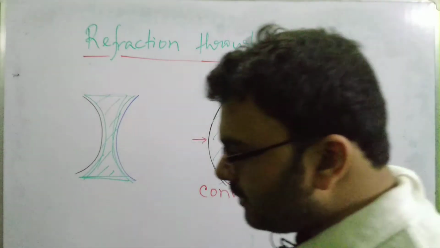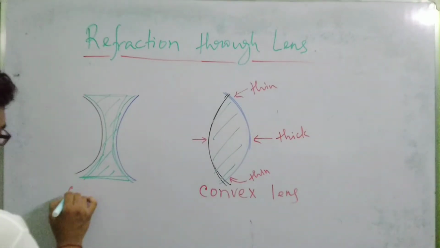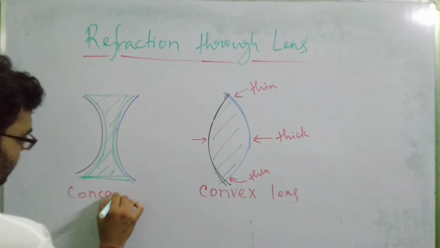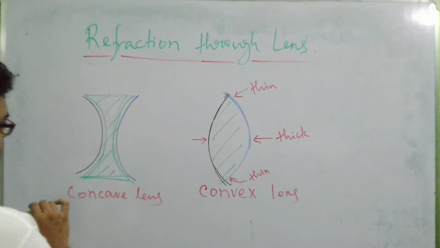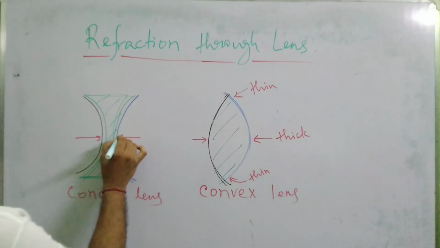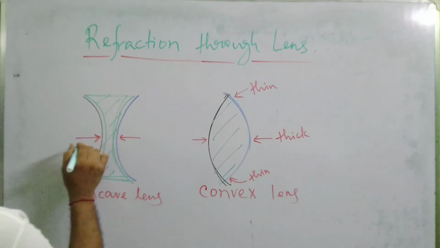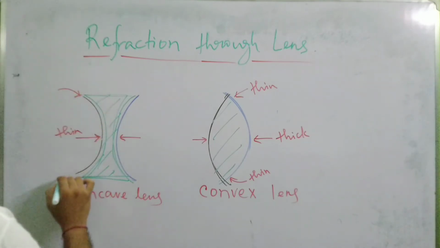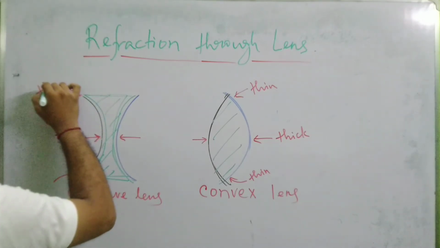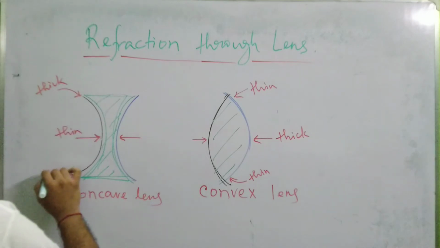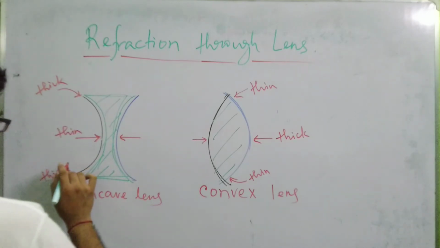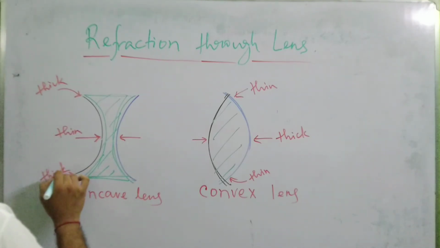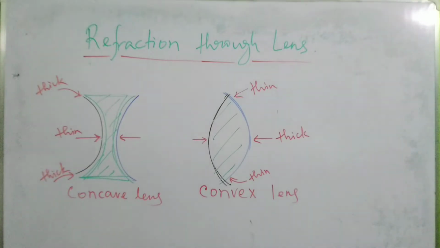And if I consider the figure on the left, this kind of structure is called a concave lens. Again, a brief description: the middle is thin, whereas the edges are thick. So these are the two kinds of lenses. One is the concave lens and another is the convex lens.